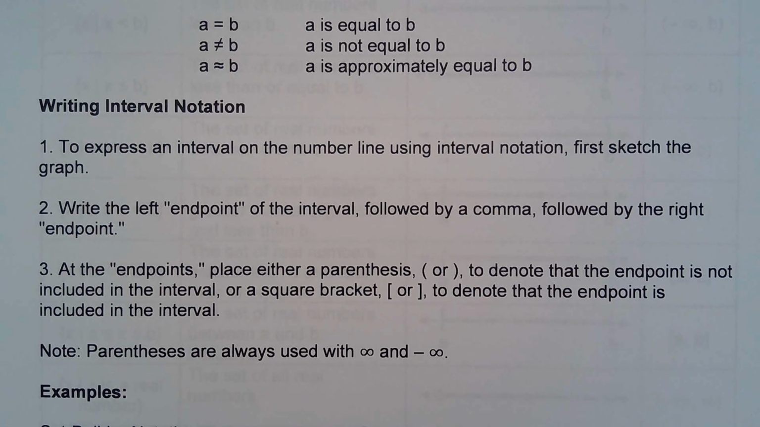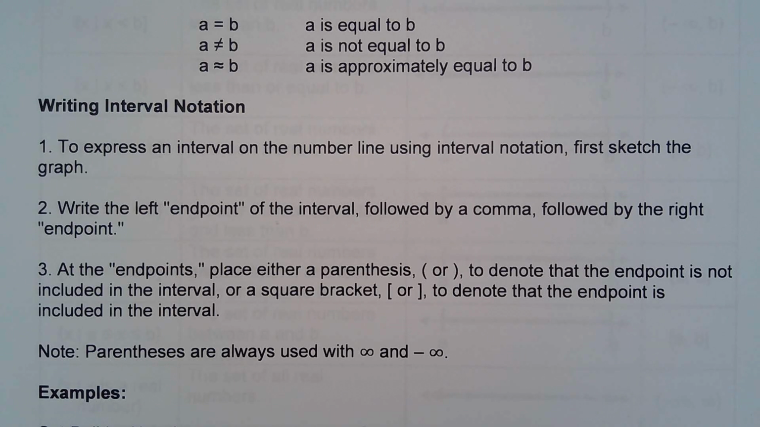Writing interval notation to express an interval on the number line using interval notation: first sketch the graph. Write the left endpoint of the interval followed by a comma followed by the right endpoint. At the endpoints, place either a parenthesis to denote that the endpoint is not included in the interval, or a bracket to note that the endpoint is included. Note parentheses are always used with infinity and negative infinity.